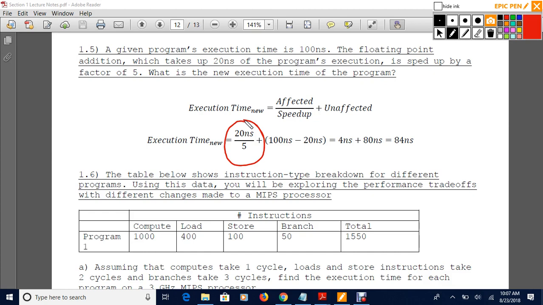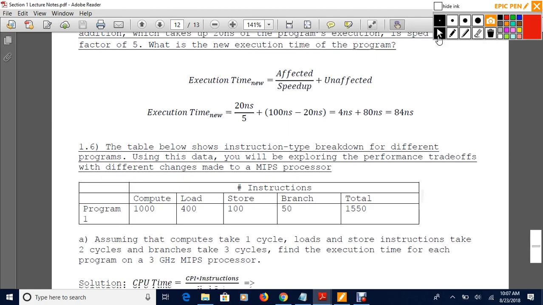So the speed up becomes 100 over 84, not 100 over 5, right? And not 100 over 20. Does that make sense? That's why understanding Amdahl's law is so important. So that's a simple result.